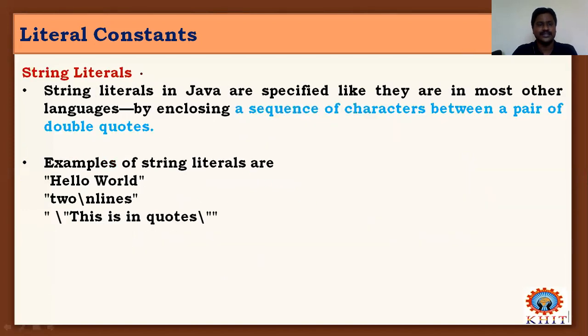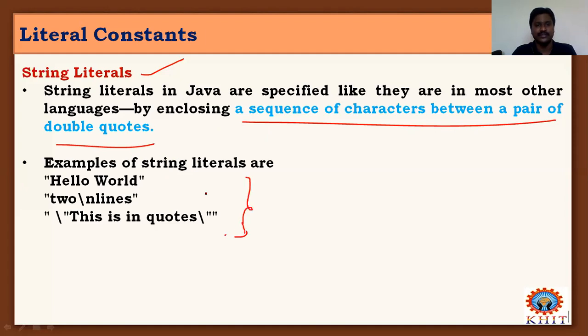And string literals. String is a class in Java, and a string is nothing but a sequence of characters between a pair of double quotes, and these are the examples of how we can assign string literals in your Java programs.